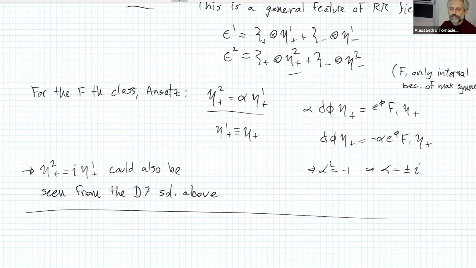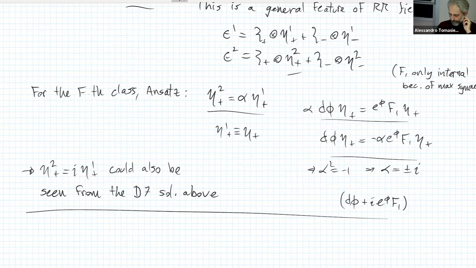So now selecting one of the signs, I don't want to analyze all the equations as we did for the other class. But let me at least tell you some of the main features, if you also look at the other equations. First of all, what about these two? You see that they can now both be collected as d phi plus i times d phi F1 acting on eta plus equals 0.